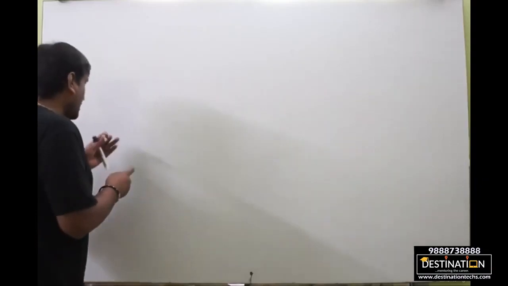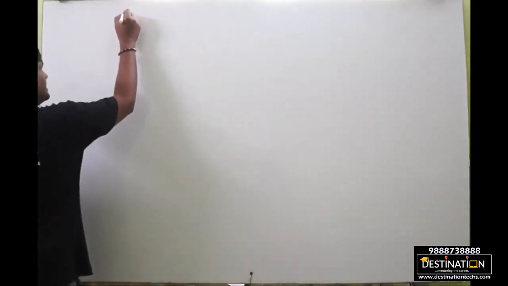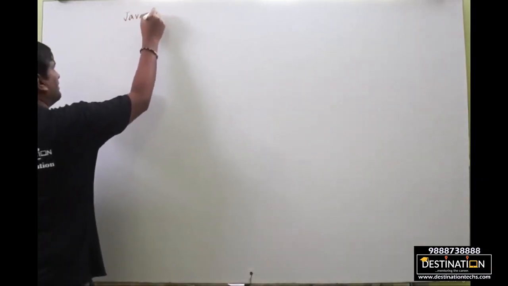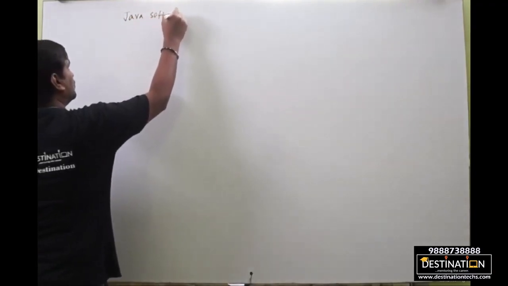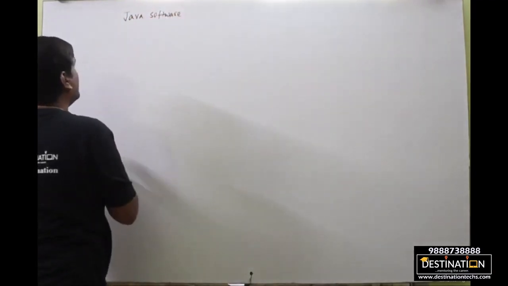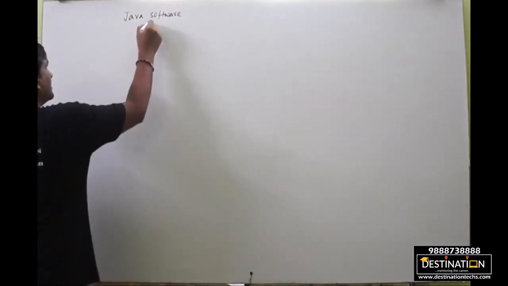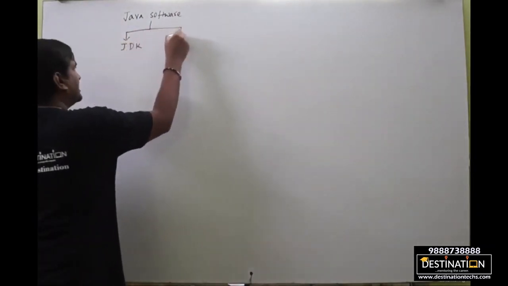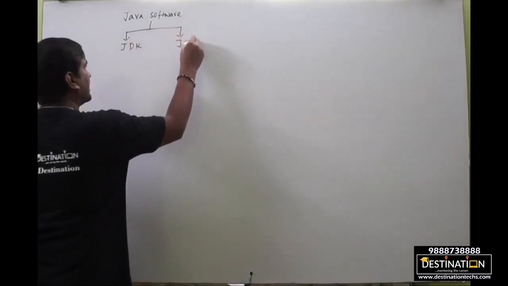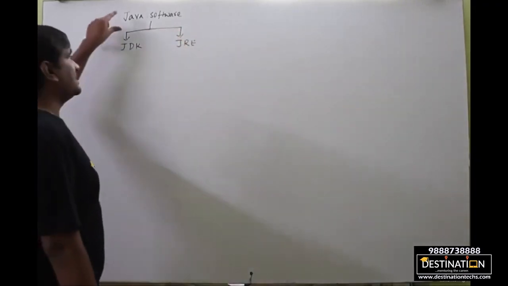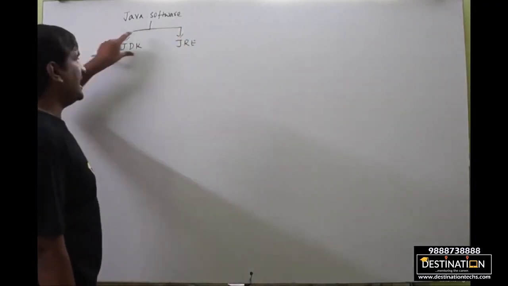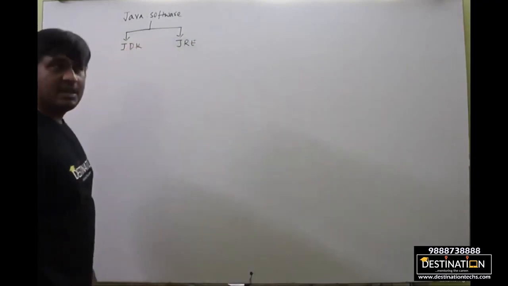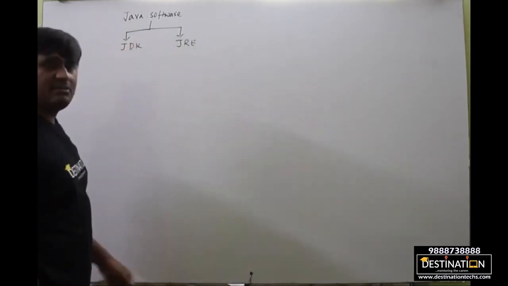Pay attention. Now, whatever the Java software that you people will be using, it is divided into two categories. The first category is JDK and the second category is JRE. So your Java software is divided into two parts. One is JDK, another one is what? JRE. Okay sir, what is JDK, what is JRE, what is JVM?